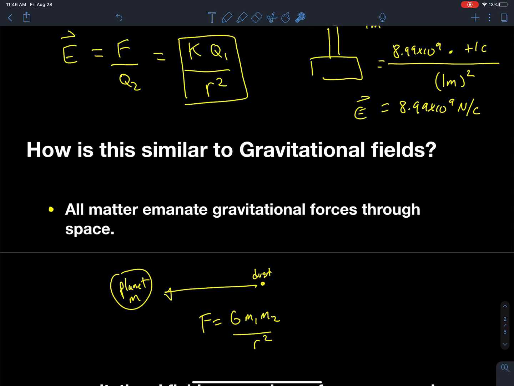And it doesn't matter where I am. If that dust is somewhere over here, the force will be smaller, but it still experiences an attractive force. Now for gravity, it's always attractive. So that force will always pull that dust particle towards that planet and slowly accelerate it.